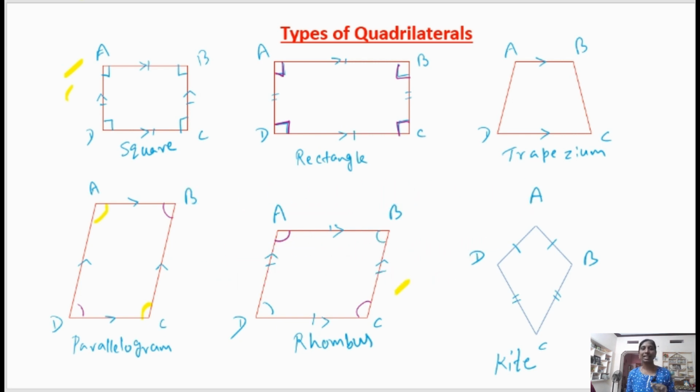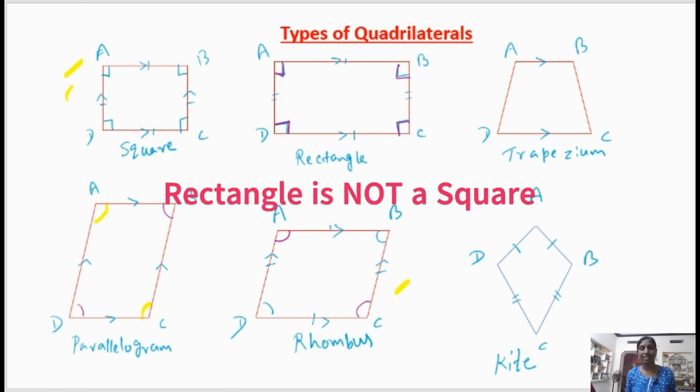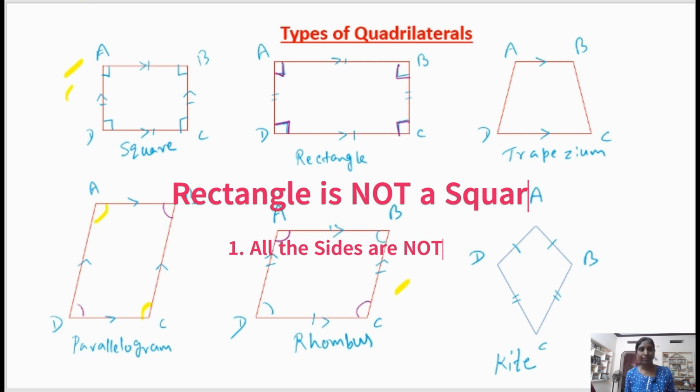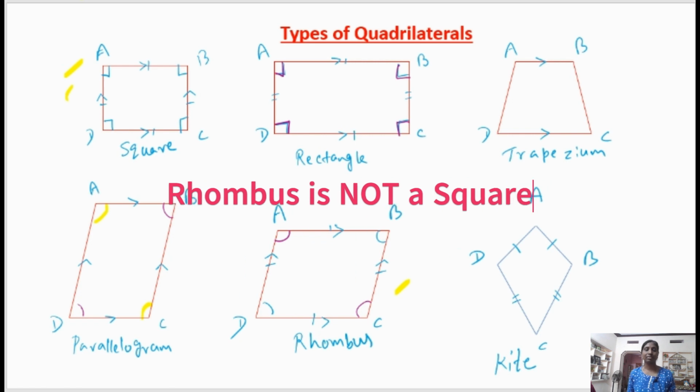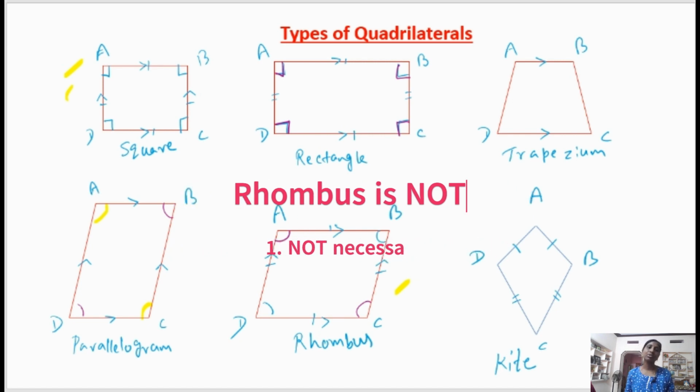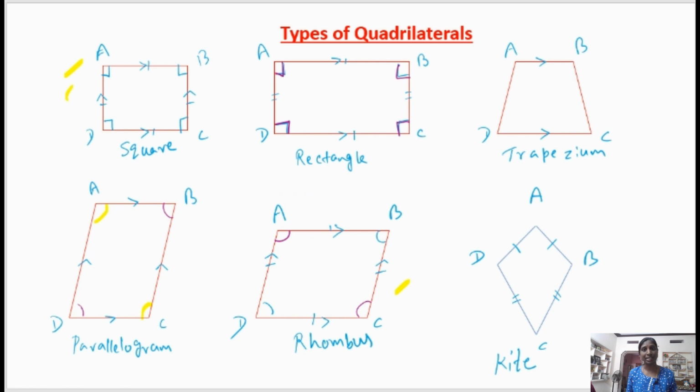A square is a rectangle and a rhombus. But the converse is not true. A rectangle is not a square, because in a rectangle all the sides are not equal. And a rhombus is not a square, because in a rhombus it is not necessary that all the angles are 90 degrees. So a square can be a rectangle and a square can be a rhombus, but the converse is not true.